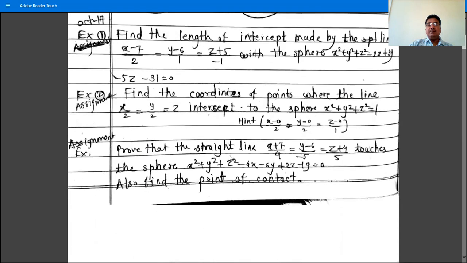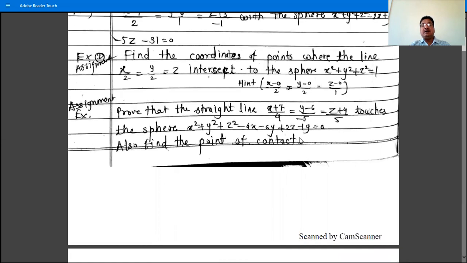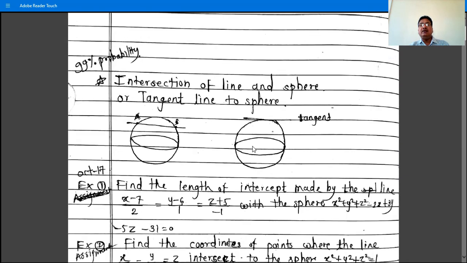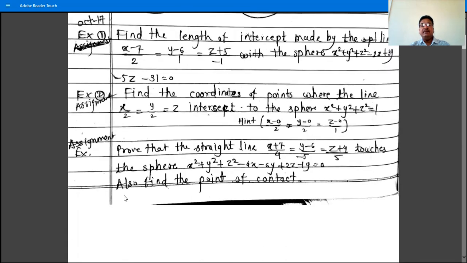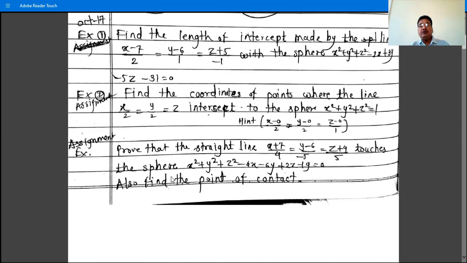And another type of problem is of this type. Prove that the straight line, again the same type of straight line like this, touches the sphere. Means you have to show the line intersects the sphere in only one point. Also find the point of contact. That is the point of intersection of line and sphere. In this case, we have 2 points of intersection of line and sphere. But in this case, we have only 1 point of intersection of line and sphere.